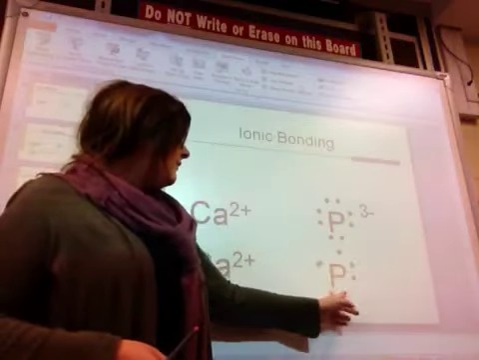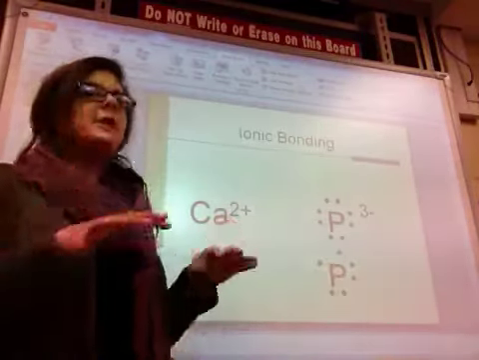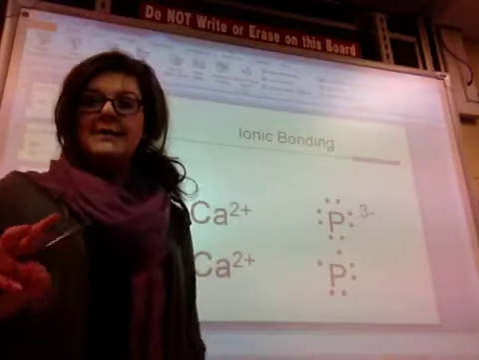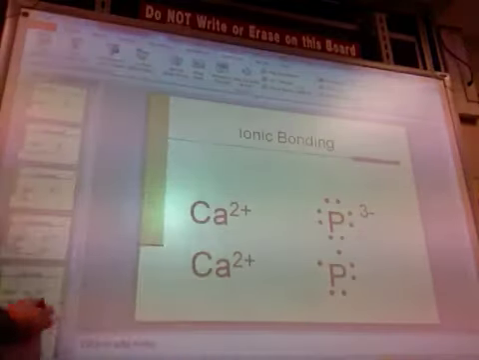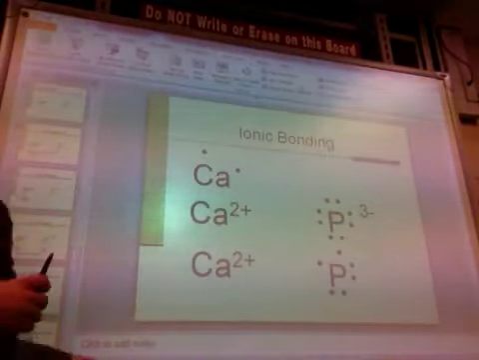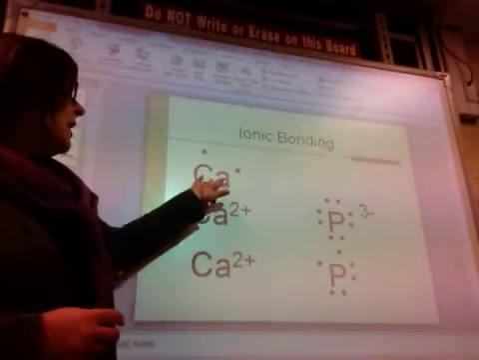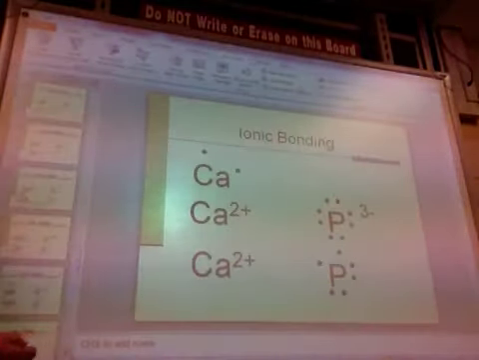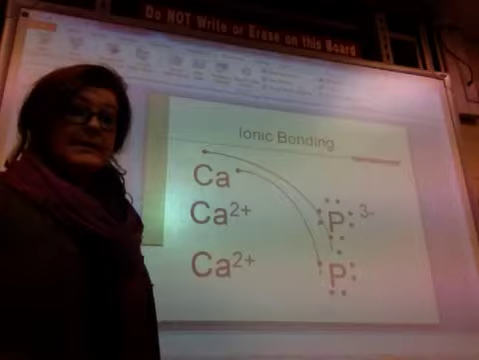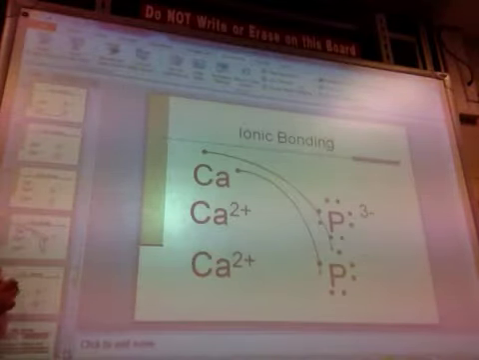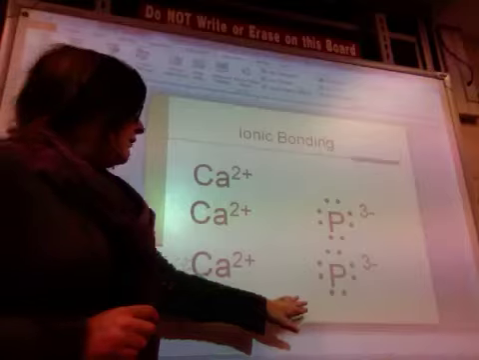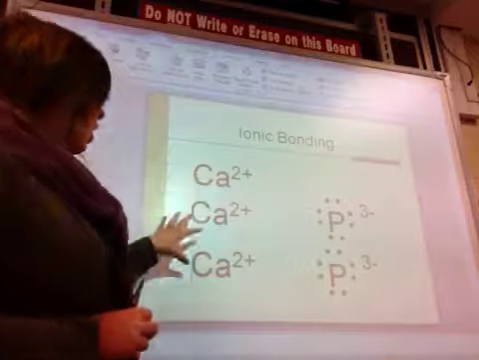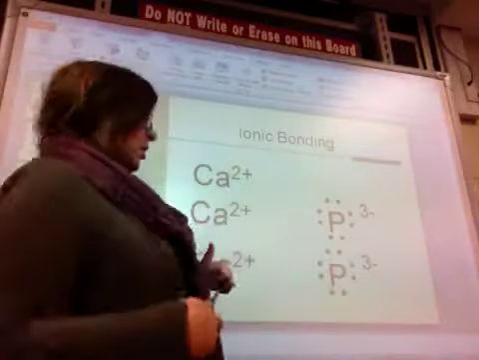So I have 6 valence electrons around this phosphorus atom. It needs 2 more to have an octet. If it bonds with 1 more calcium atom or calcium ion, those 2 valence electrons can go right down here to this phosphorus atom, which is exactly what it does. In this case, calcium becomes a +2 charge. Phosphorus becomes completely full with its octet with a -3 charge. So all of these are stable, they're happy, we're good.